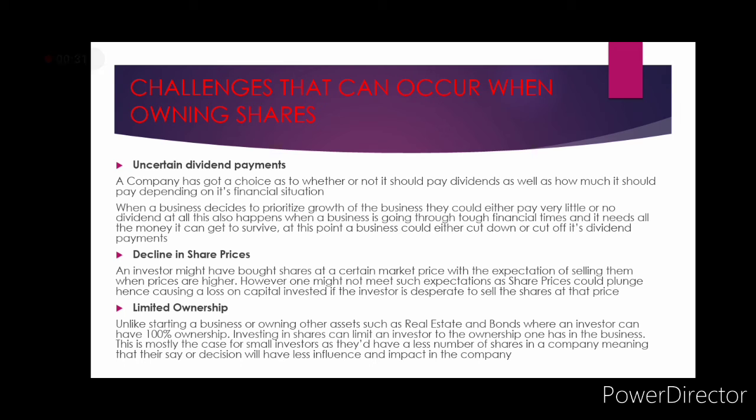Now, this is all based on a board of directors' recommendation. The board is like, okay, due to the financial situation we have, I think we should pay you guys, let's say, 7 shillings per share. And then basically, you guys have to approve or reject. So that's how it works.